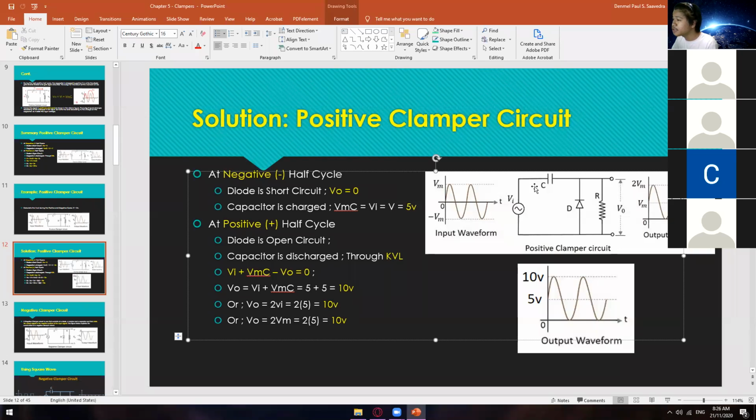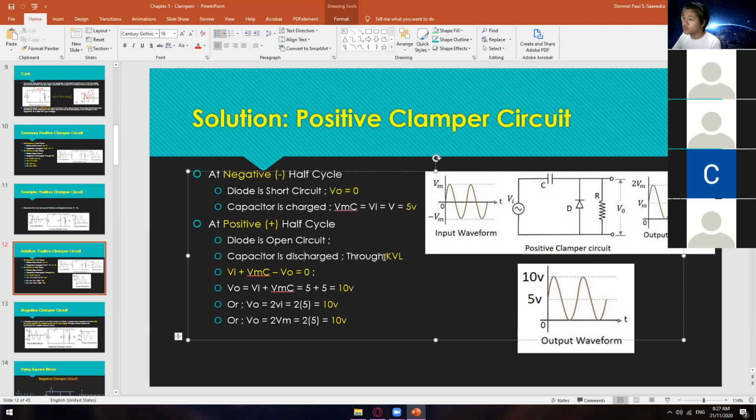Now, if you're going to take a look at this one, we have negative here and then positive. So this is being negatively charged and then it will discharge positively. That is why we have a sign of a positive 5 volts. And then during the positive half cycle, the diode is open circuit and the capacitor now is being discharged. So here's our always-present pattern. If it's short circuit, the capacitor is being charged. If it's open circuit, the capacitor is being discharged. Remember that one. That's the very concept when it comes to clampers.